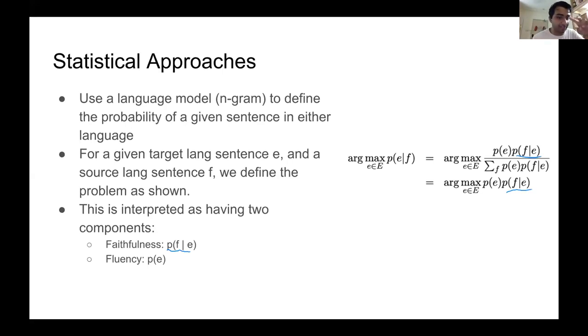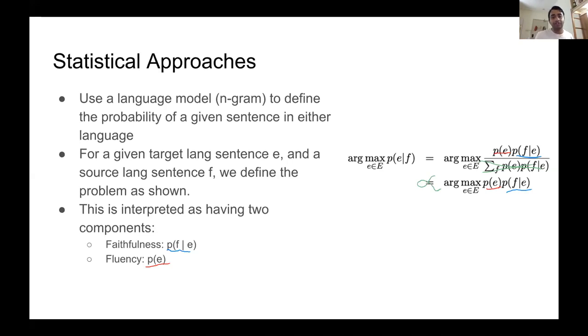What it means is that we imagine this component as representing how close the meaning of the sentence in English is to the corresponding sentence in French. So here we are setting aside things like the fluency of the language, how correct it is, and we're just looking at how closely it sticks to the original source language sentence. So that is P of F given E.